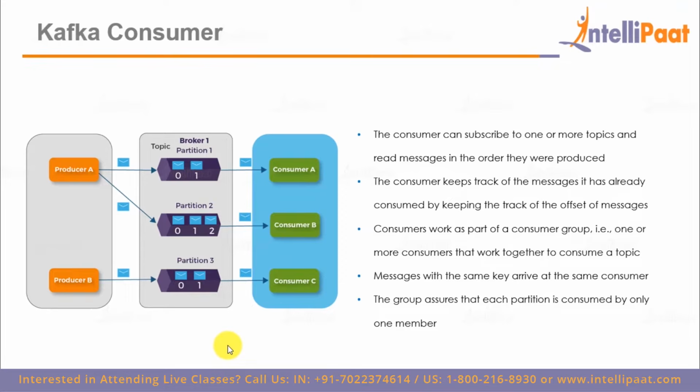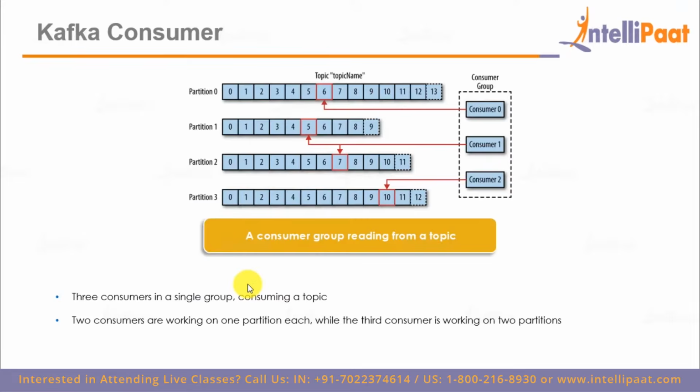Now, messages with the same key arrive with the same consumer. And this consumer group basically assures that each partition is consumed by only one member. So over here, partition 1 is being consumed by only consumer A. Partition 2 is being consumed by only consumer B, and partition 3 is being consumed by only consumer C. Now let's look at this working mechanism.